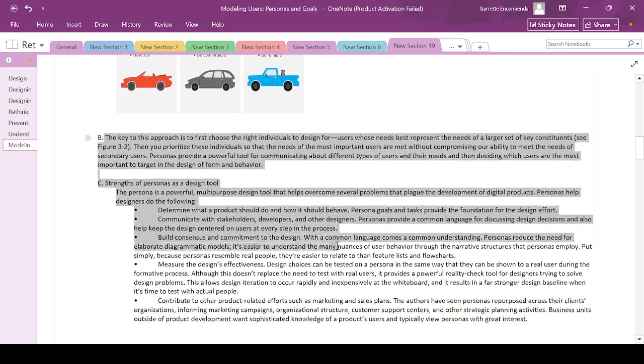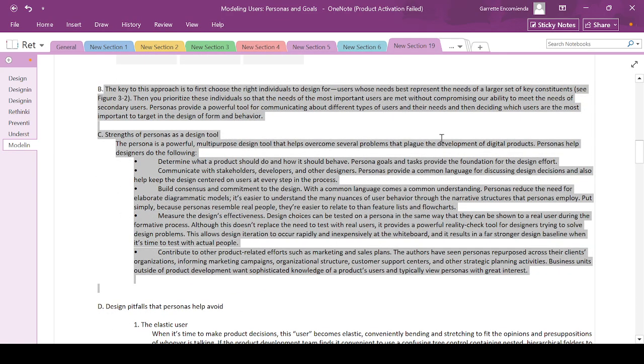So the key to this approach is to first choose the right individuals to design for based on your product and strengths. Users whose needs best represent the needs of a larger set of key constituents, see figure 3.2. Then you prioritize these individuals so that the needs of the most important users are met without compromising our ability to meet the needs of secondary users. Personas provide a powerful tool for communicating about different types of users and their needs, and then deciding which users are most important to target in the design of form and behavior.